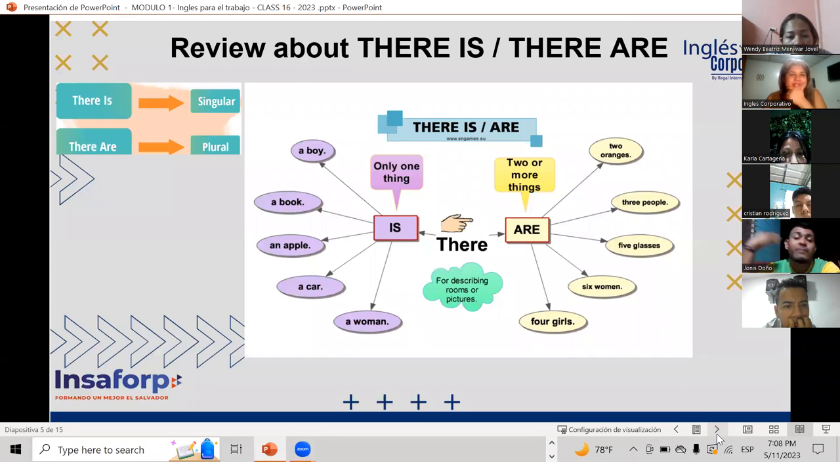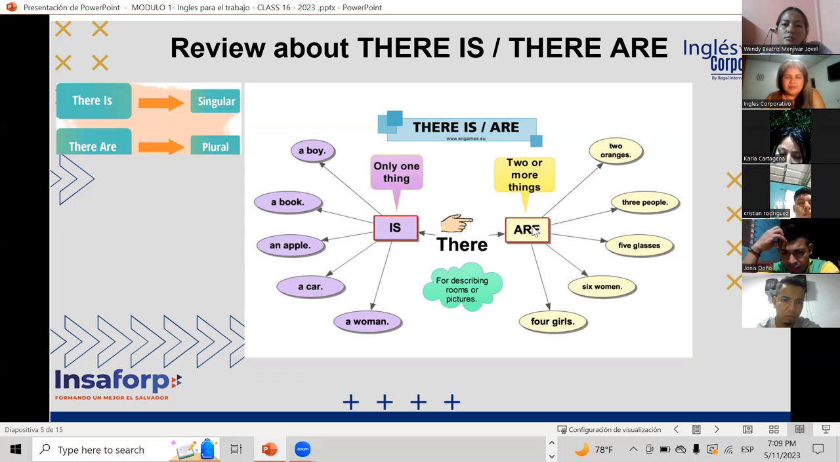Okay. Vamos a hacer un pequeño repaso. Como les decía, there is singular and there are plural. Here we have examples. There is, it is only one thing. There is a boy, there is a book, there is an apple, there is a car, there is a woman, okay? There are two or more things, okay? There are two oranges, there are three people, there are five glasses. There are six women, and there are four girls, okay? You see the difference, right?